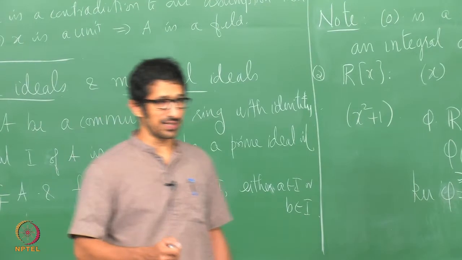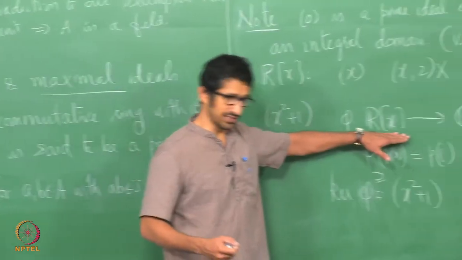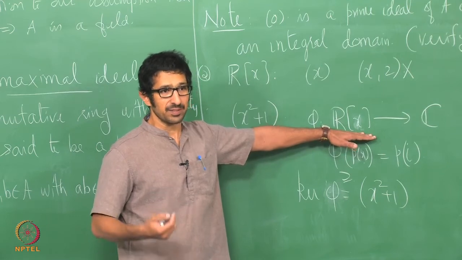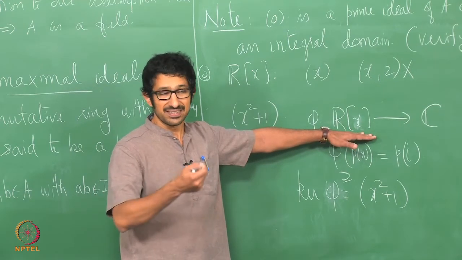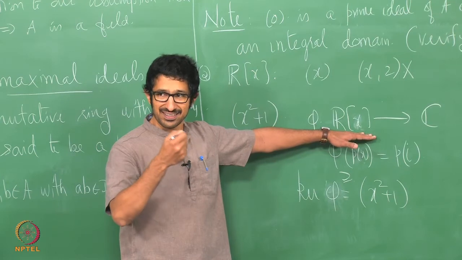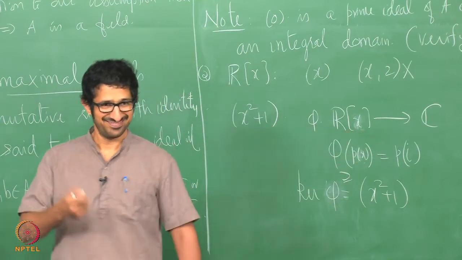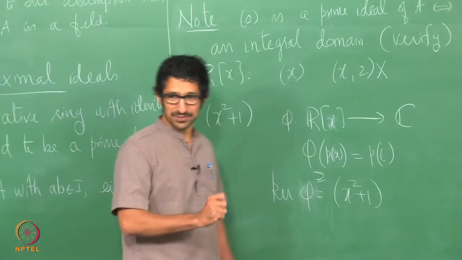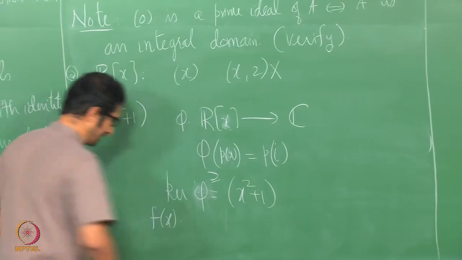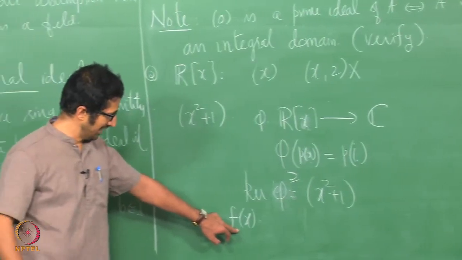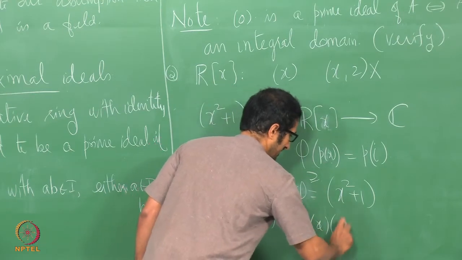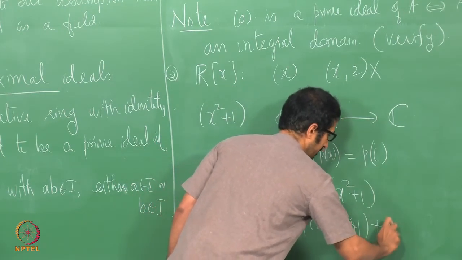So, this is what I said. This is a very particular property of R[x], or even more generally F[x] for any field. The property of the division algorithm, right? This is exactly what we use. It boils down to that. See, if you take any f(x) here, I can write this as p(x) times (x square plus 1) plus r(x).